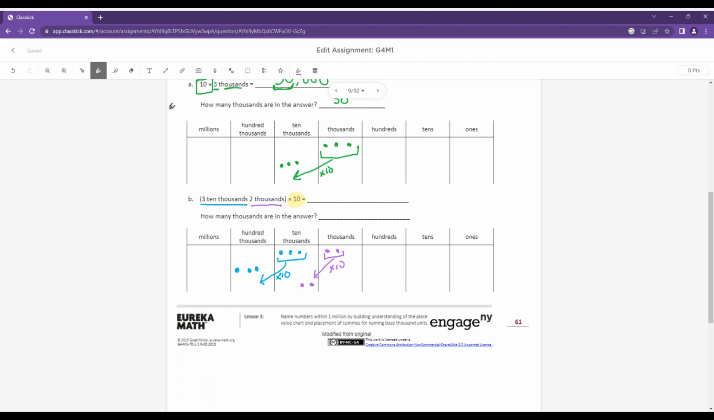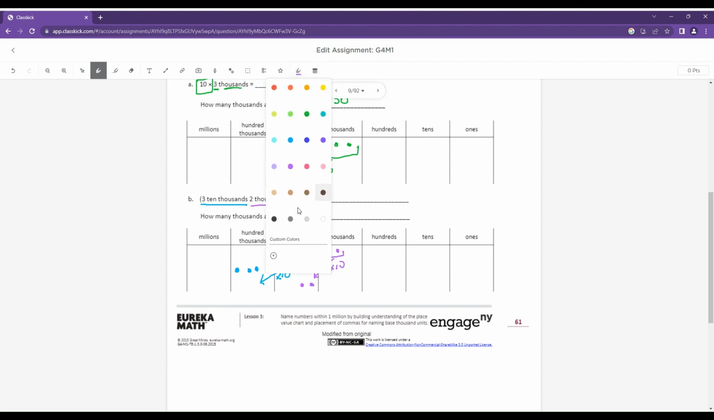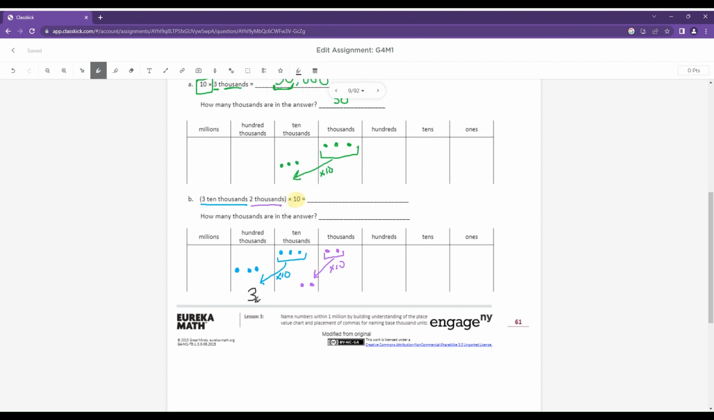So what do I have in my answer now? Well, I have 3 in the 100,000s, 2 in the 10,000s. I have no thousands, no hundreds, no tens, no ones. So what would this look like in standard form? It would look like this number right here, 320,000. That's how we would read that. And how many thousands are in this answer? Well, again, it's looking at the digits before the comma, because this right here is my thousands period. So how many thousands are there? There's this amount, which is 320.